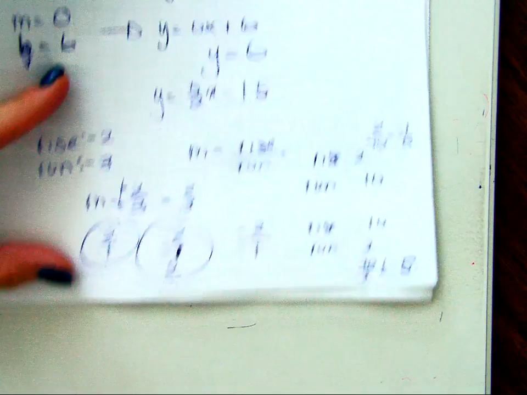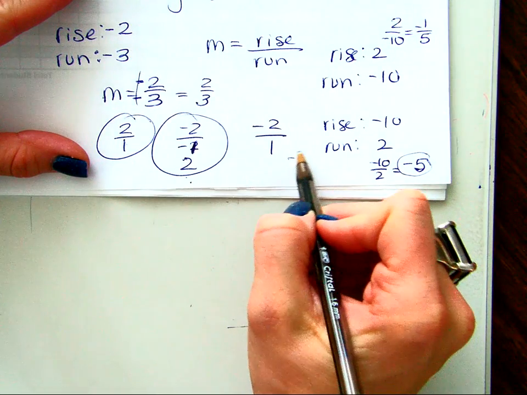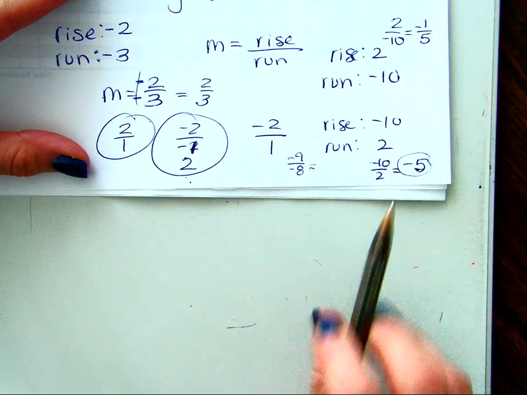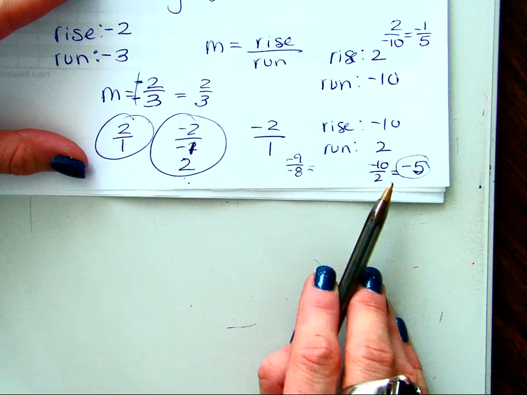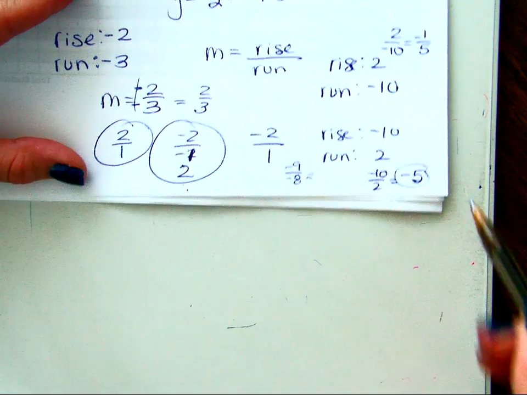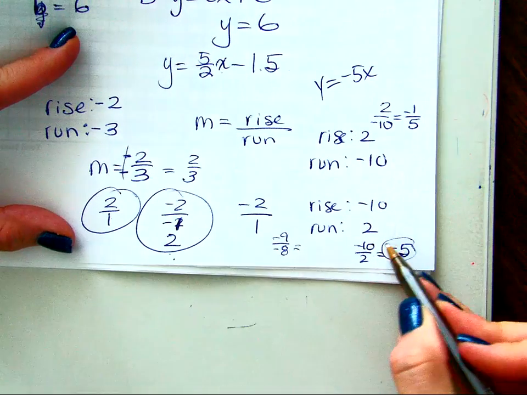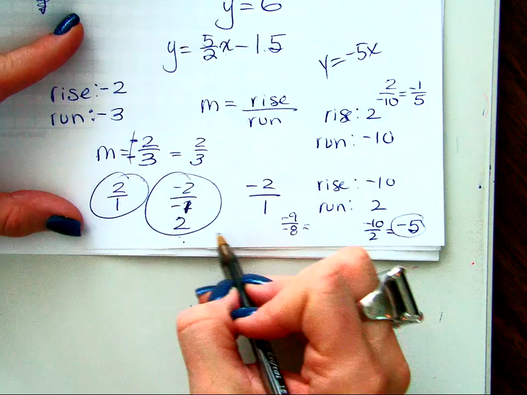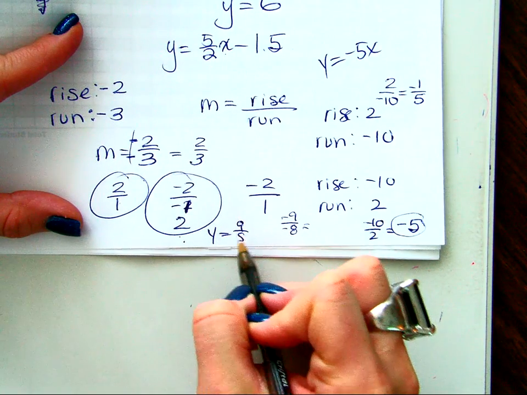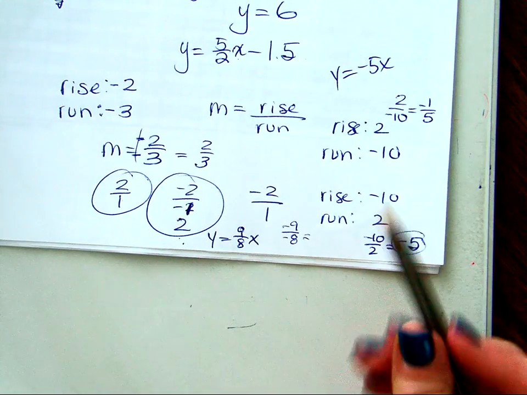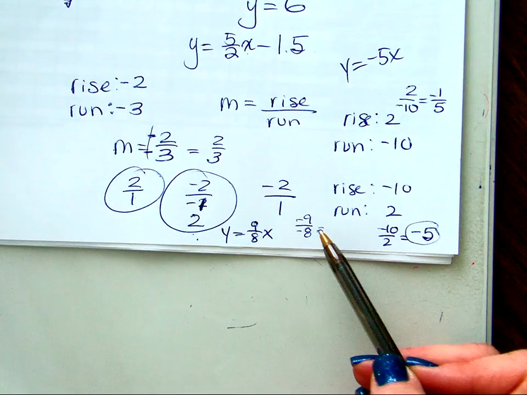Great question, because having a negative 9 over a negative 8 is different than having a 10 over 2. I'm so glad you asked this, because 10 over 2 divides into a whole number. So you would actually put for this one, y equals negative 5x. Here for this one, you would just put y equals 9/8x. And the reason we don't want to change it to improper is because it's defined as rise over run.